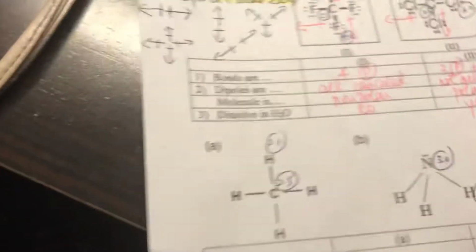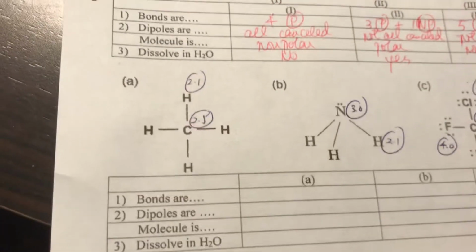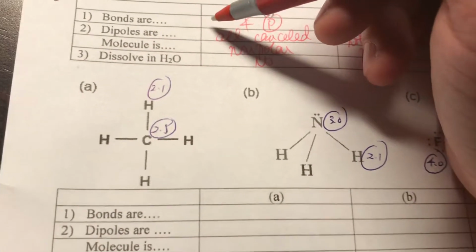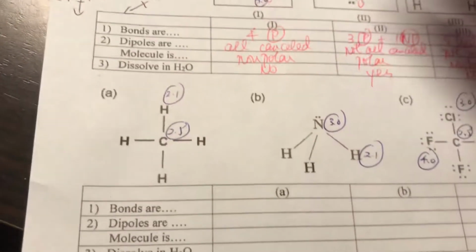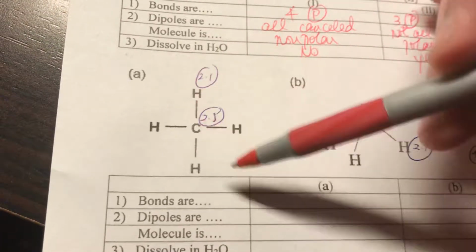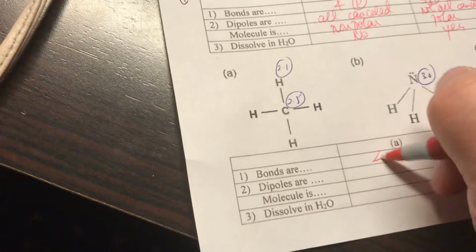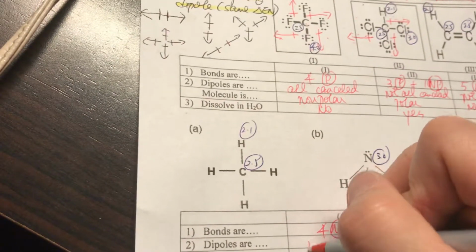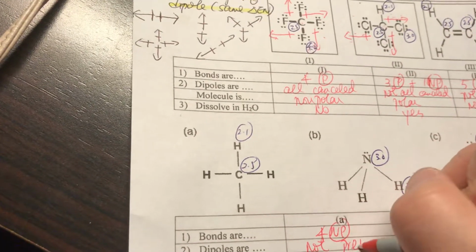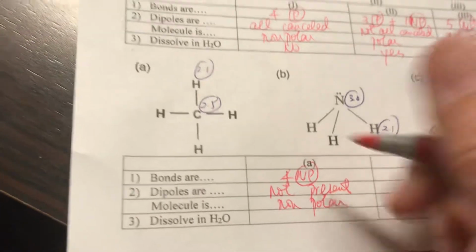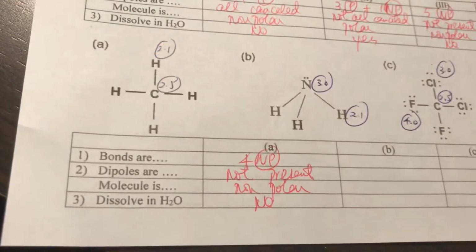And then here, 2.5 and 2.1, the difference is 0.4, so that's nothing, right? So no dipole. So I do have 4 bonds, so 1, 2, 3, 4. So it will be 4 non-polar bonds. And the dipoles are not present. I don't even have dipoles. Not even present. So the molecule is non-polar. So it's not dissolving in water.